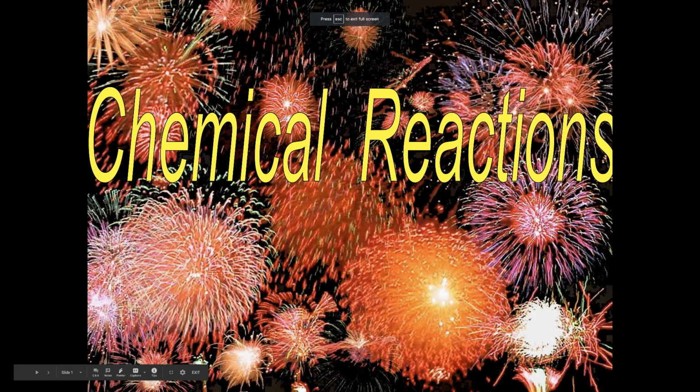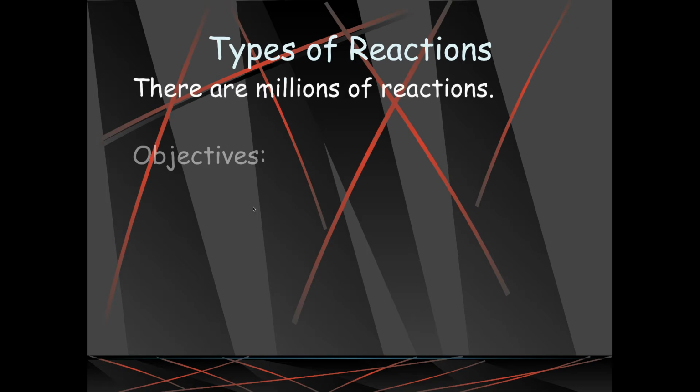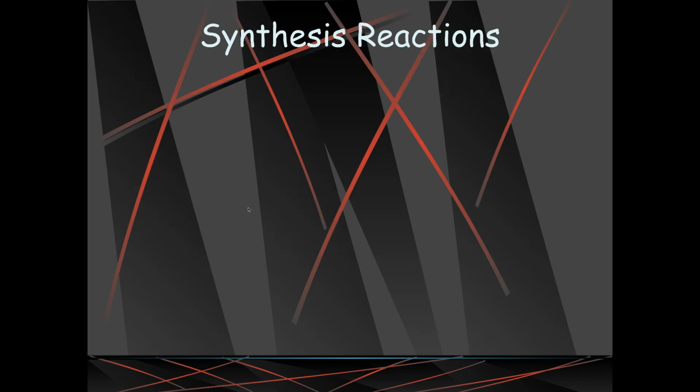I am going to go through the chemical reactions PowerPoint with you for this chapter, chapter 11. We're going to learn how to identify types of reactions and then predict the products when you only have the reactants. We are going to learn 5 different types. The first one is a synthesis reaction.